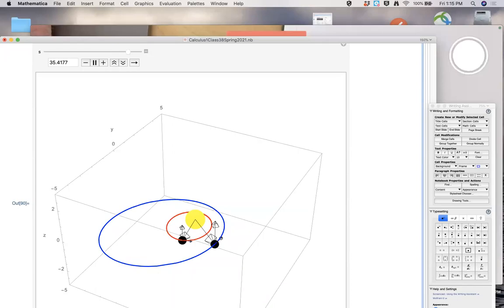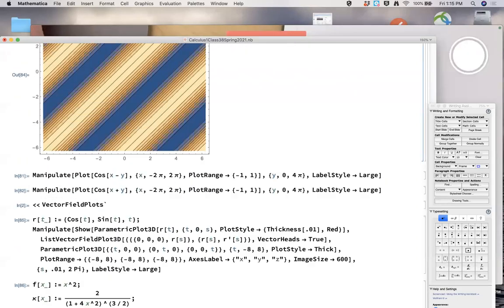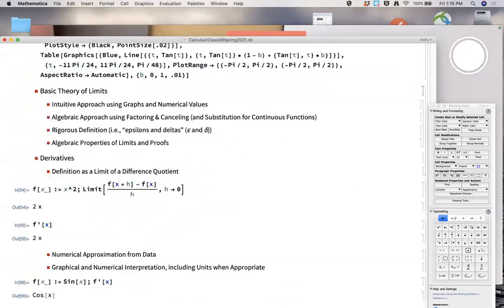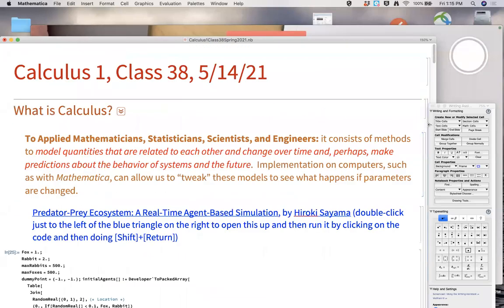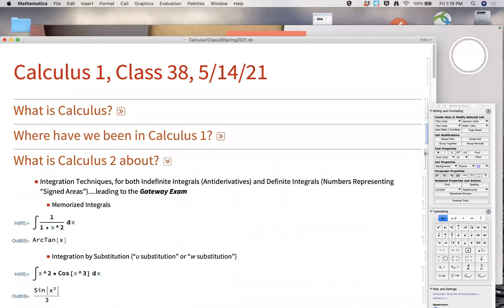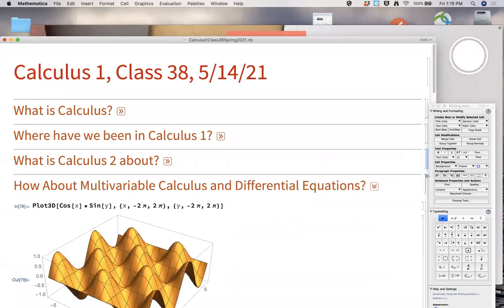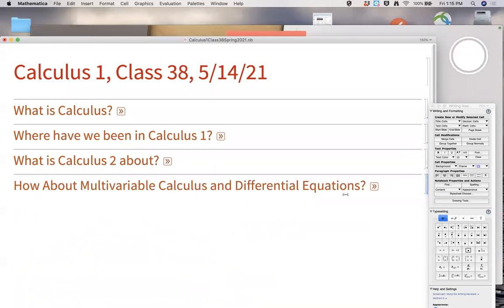So that is my summary of what we've done. What is calculus about overall? Where have we been in Calculus 1? What is Calc 2 about? And what are some of the basics of what multivariable calculus and differential equations are about?